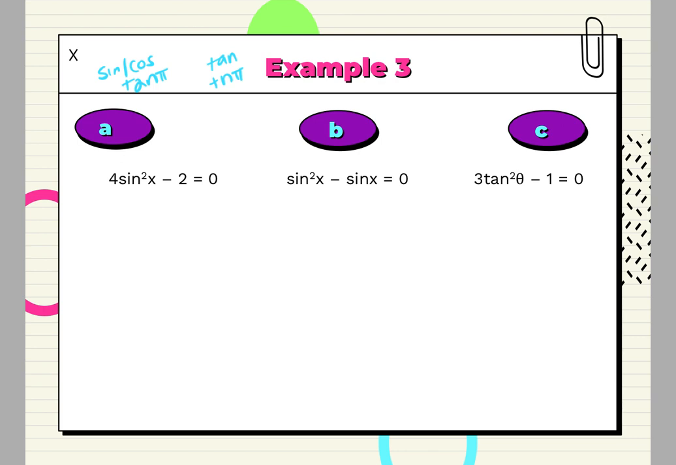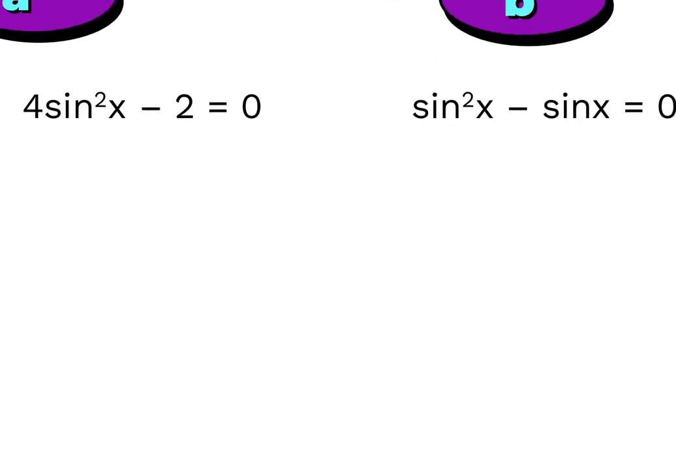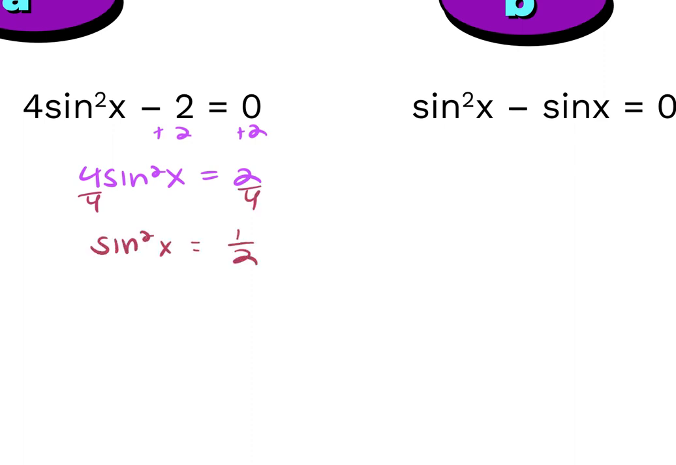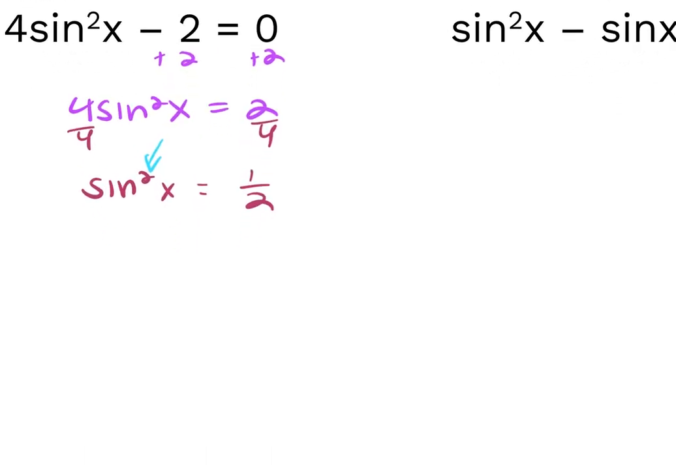So go to A. How would I work to isolate sine? Add 2 and divide by 4. Good. Add the 2. I get 4 sine squared x equals 2. Divide by 4. Sine squared x equals 1/2. And then there's a square there. So if that was x squared, what would we do? Square root. What do we have to remember? Plus and minus. So the sine of x equals plus and minus the square root of 1, which is 1, over the square root of 2.